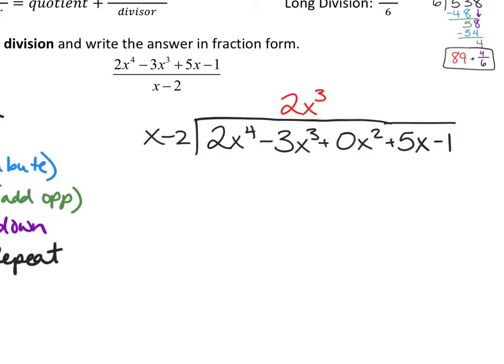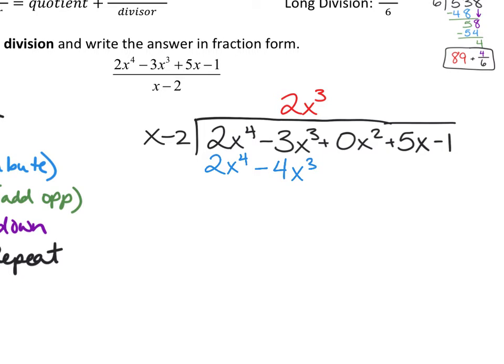The second part, that minus 2, comes into play whenever we multiply. We're going to multiply 2x to the 3rd times x and 2x to the 3rd times negative 2. So 2x to the 3rd times x, that's 2x to the 4th. And 2x to the 3rd times negative 2, that's negative 4x cubed. I have distributed what's on the top to both parts of the binomial. Do we see that? So we have divided, we have multiplied.